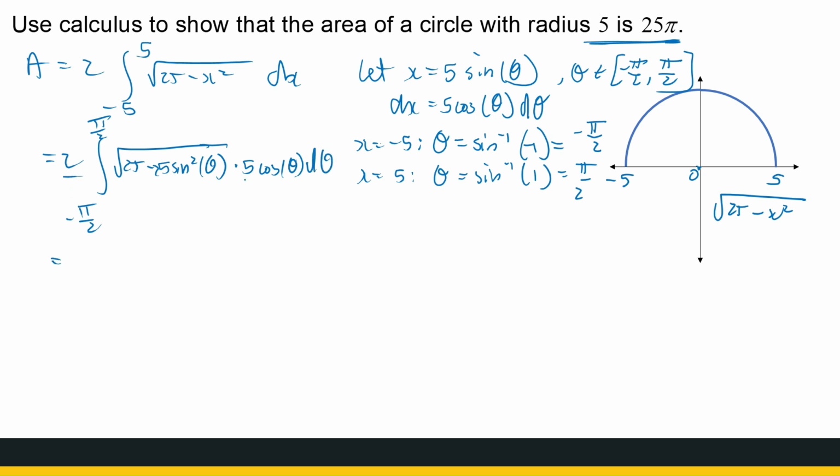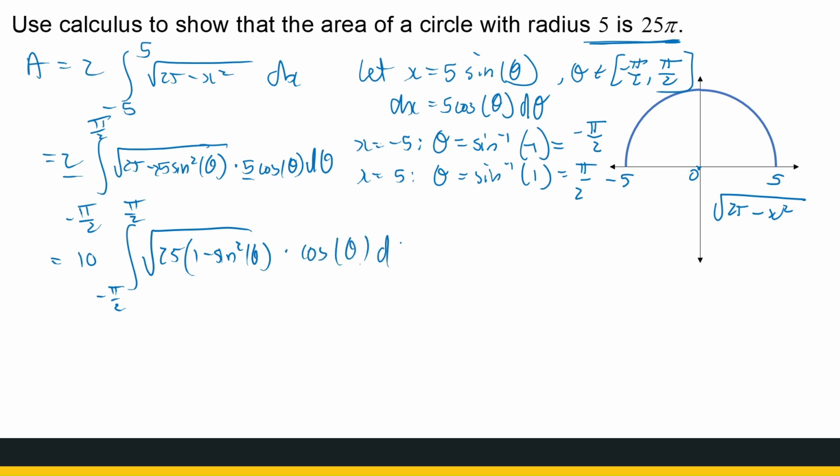All right, let's take the 2 and the 5 to the front. So I've got 10 times the integral from minus pi over 2 to pi over 2. Under the root, I can take the 25 out, and I've got 1 minus sine squared theta, times cos theta d theta. Root of 25 is 5, so I can take the 5 out. So I've got 5 times 10 is 50. Now the integral from minus pi over 2 to pi over 2 of the root of 1 minus sine squared theta. 1 minus sine squared theta is cos squared theta.